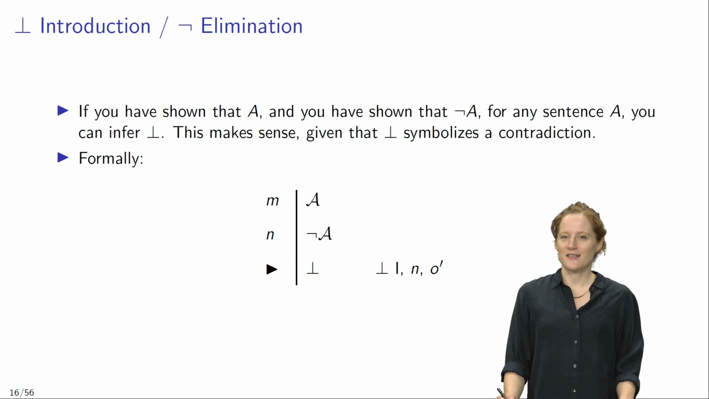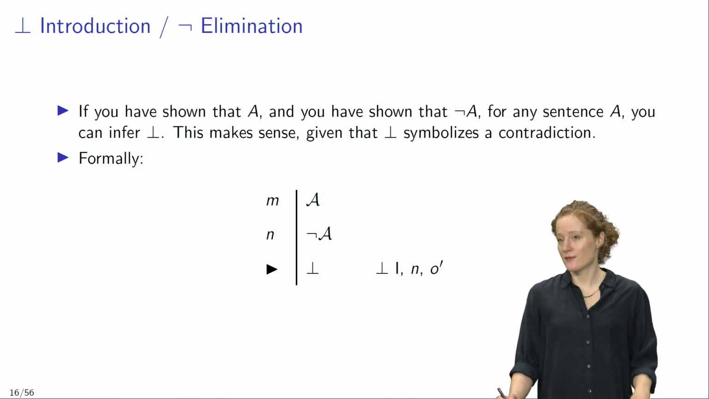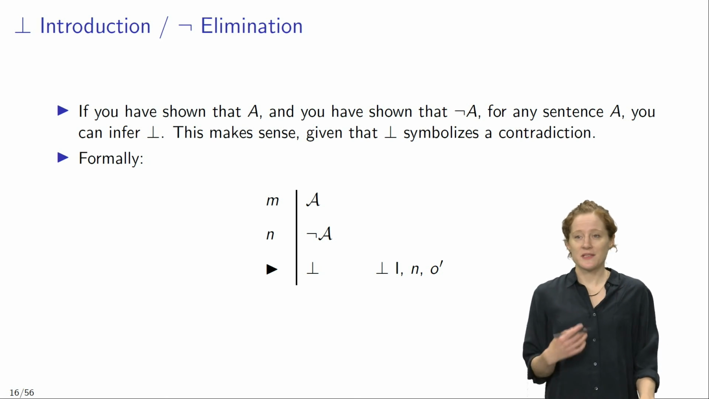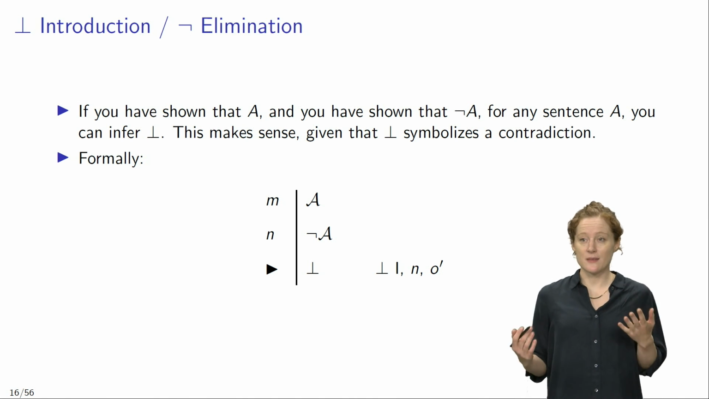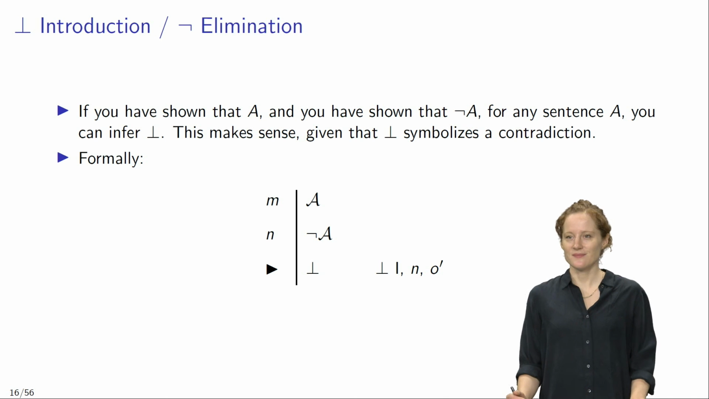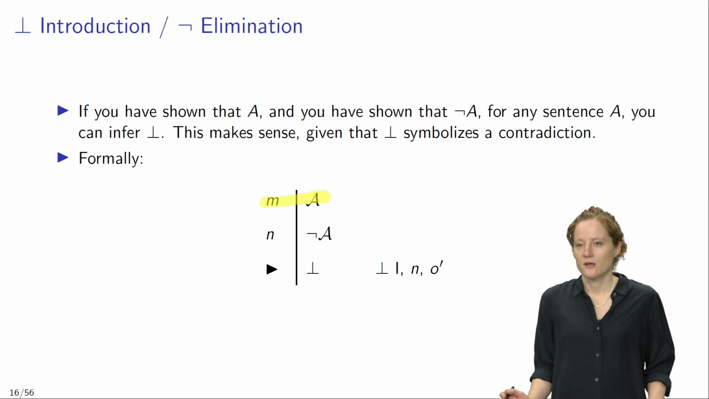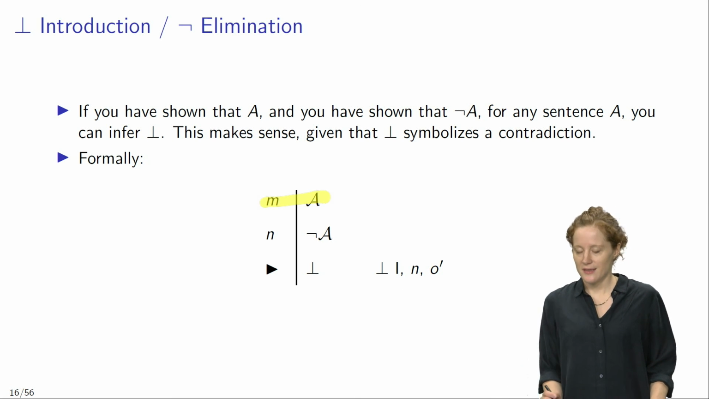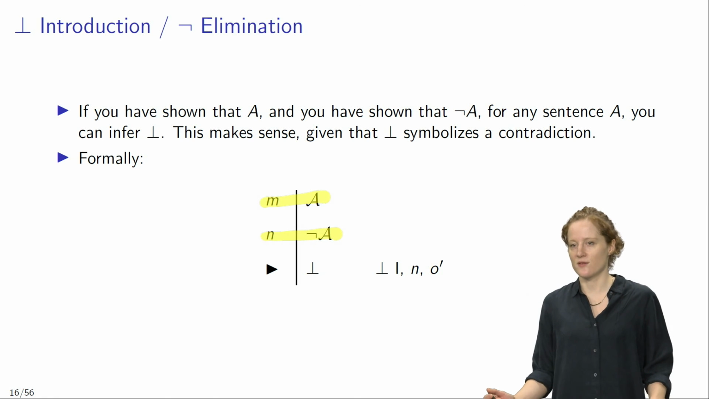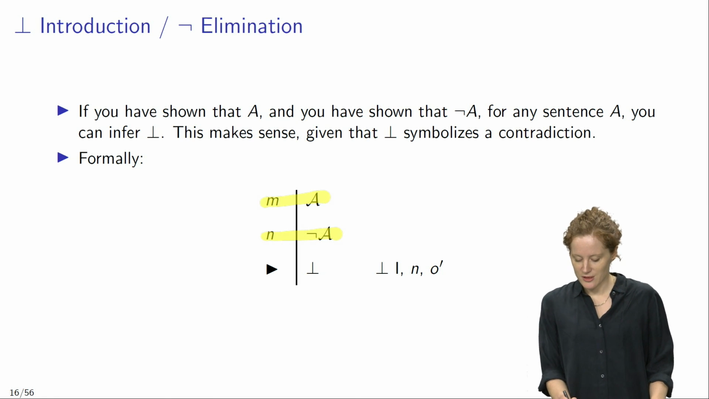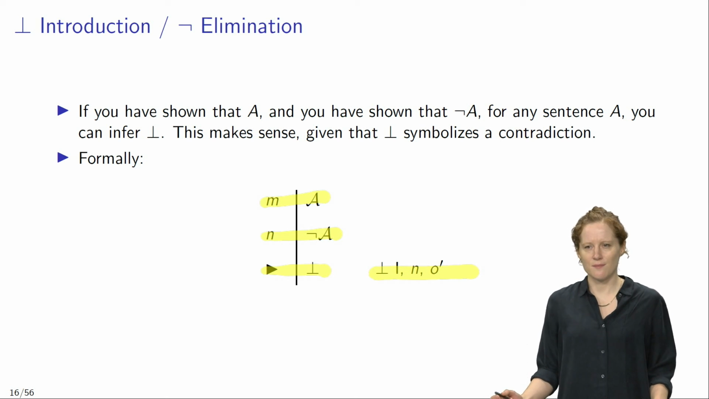The basic idea motivating bottom introduction is that if you have shown that A, and you also have shown that not A, for any sentence A, you can infer bottom. Now this makes a lot of sense, given that bottom simply symbolizes a contradiction. So formally that means that suppose that in line M of your proof, you have established a sentence of the form A, and in line N of your proof, you have established a sentence of the form not A. That then justifies you to infer bottom, and to justify this inference, you need to cite bottom introduction as applied to lines M and N of your proof.